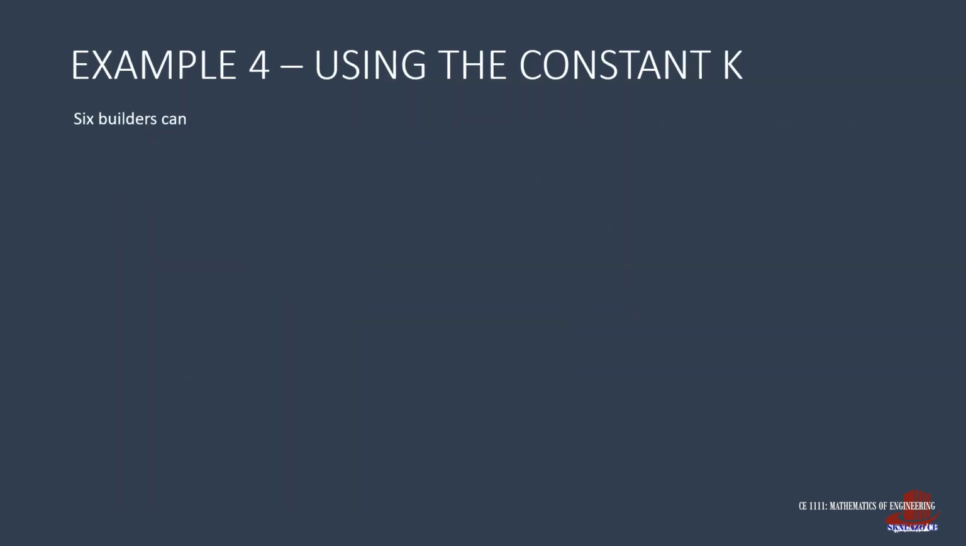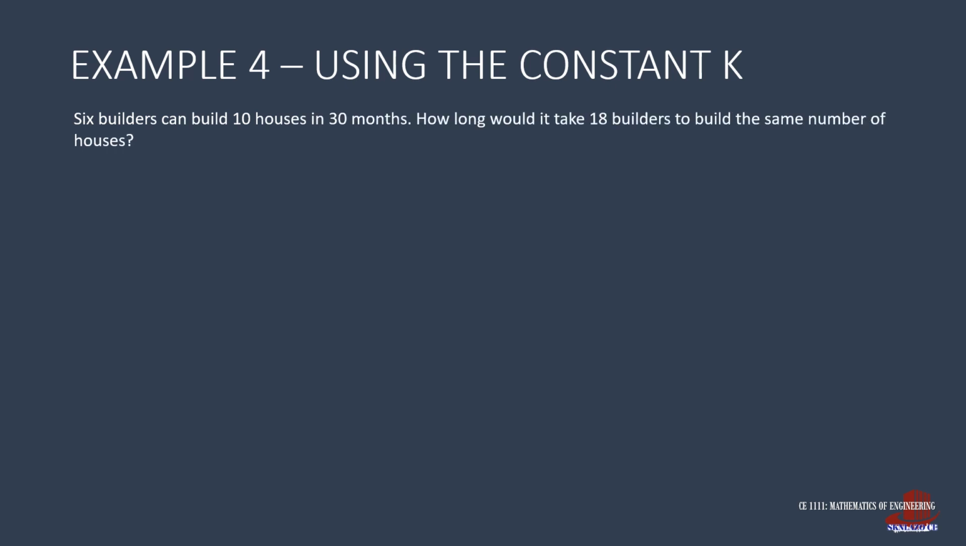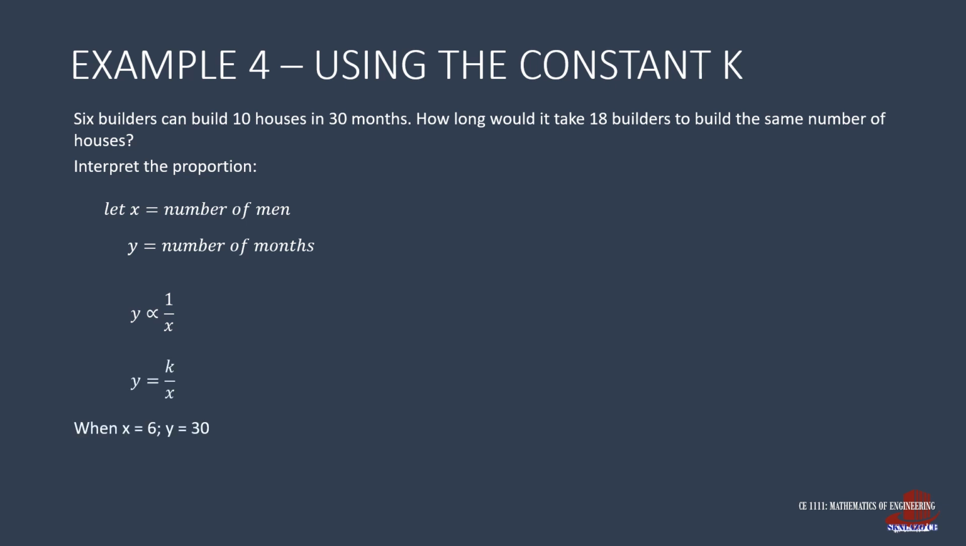Let's have example 4 using k again. Here is the problem. 6 builders can build 10 houses in 30 months. How long will it take 18 builders to build the same number of houses? Let's say x is the number of men, and y the number of months to complete 10 buildings. With inverse proportion, y equals k over x. From the first case, the number of men constructing 10 houses is 6, and it takes them 30 months to complete the job. K is equal to the product of x and y.